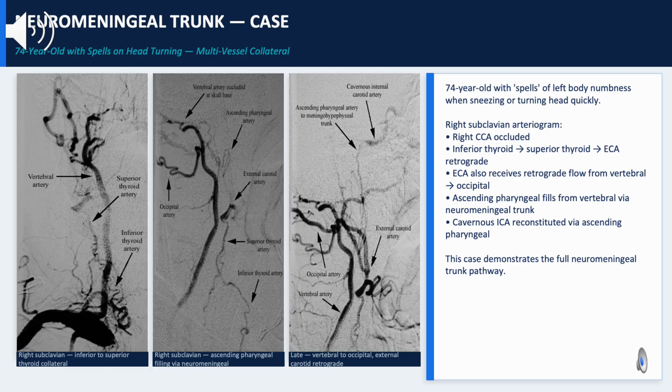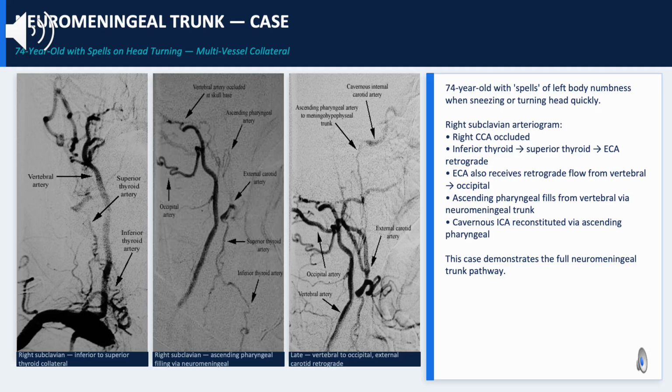This 74-year-old with episodic left body numbness triggered by head turning is a classic presentation of hemodynamic insufficiency in multivessel occlusive disease. The right CCA is occluded and the brain is surviving on a complex multivessel collateral relay, tracing the cascade: inferior thyroid artery to superior thyroid to ECA retrograde.